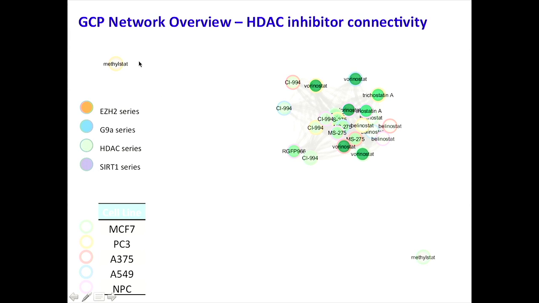But in fact, there are some other compounds that are not HDAC inhibitors that also connect to this self-organizing cluster on the map. Methylstat affects methylation of histone proteins, not acetylation of histone proteins, but we might infer from this connectivity that there could be some crosstalk of this drug or some off-target effects of this drug that does play into the acetylation pathway for histones.